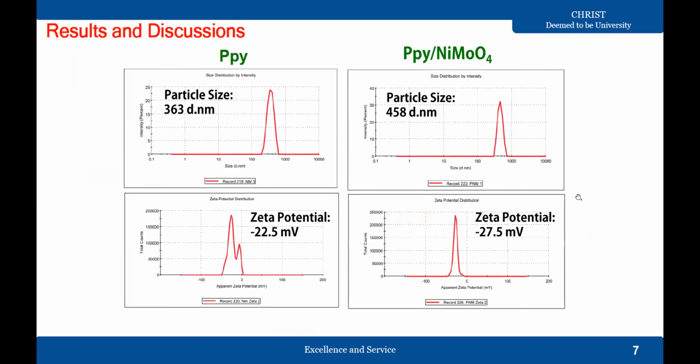The DLS and zeta potential were analyzed. DLS was used to study the particle size. Pure polypyrrole had a particle size of 363, and the polypyrrole nickel molybdate composite had a higher particle size, increasing from 363 to 458. Similarly, the zeta potential was analyzed to study the surface charges, and it became more negative, from -22.5 to -27.5. More negative zeta potential helps in better adsorption of cationic dyes. Next slide, please.